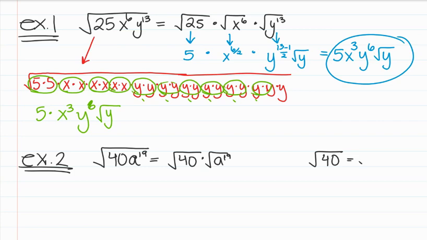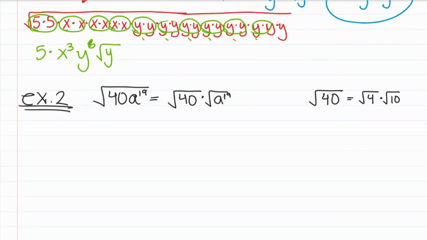So maybe you have memorized your perfect squares and you see that it would be 4 times 10. That's perfectly fine. So what you would do if that's the case is we know that square root of 40 would become 2 times the square root of 10 times, now a to the 19th. That's going to become a to the 19 minus 1 over 2 times the square root of a.